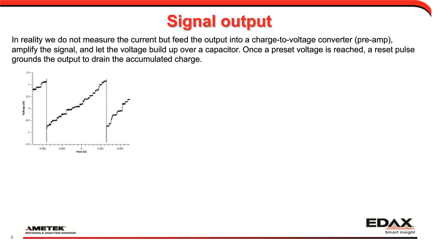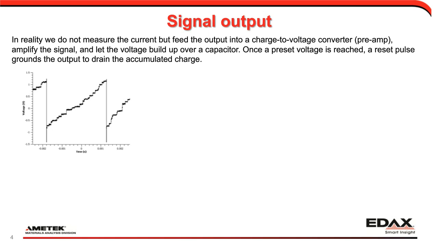For various practical purposes, we do not measure the current on the output side, but we feed the output of the drift detector into a charge to voltage converter, or preamp. And we amplify the signal and basically let the voltage build up over a capacitor. So we see the plot here is an oscilloscope capture of the direct output before going into a pulse processor.